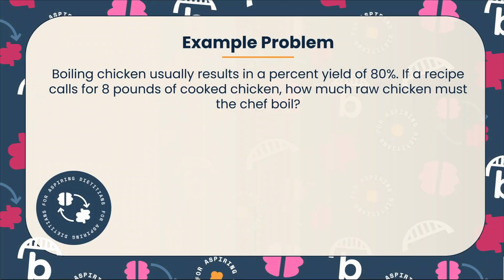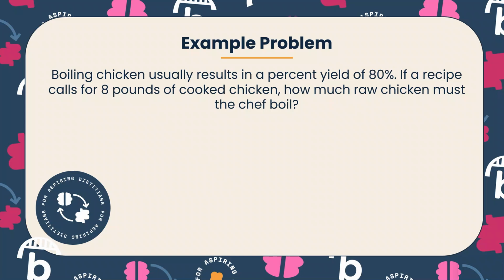Let's try something else. In this problem, instead of starting with how much we bought, we're given our target. And we're solving for our raw chicken. How much chicken do we actually need to buy at the store so that when we cook it and it has a percent yield of 80%, we're still left with 8 pounds? So we'll begin with the same percent yield formula. Percent yield is edible portion over as purchased multiplied by 100. And the percent yield is 80%. The edible portion is 8 pounds. And so we're solving for the as purchased amount.